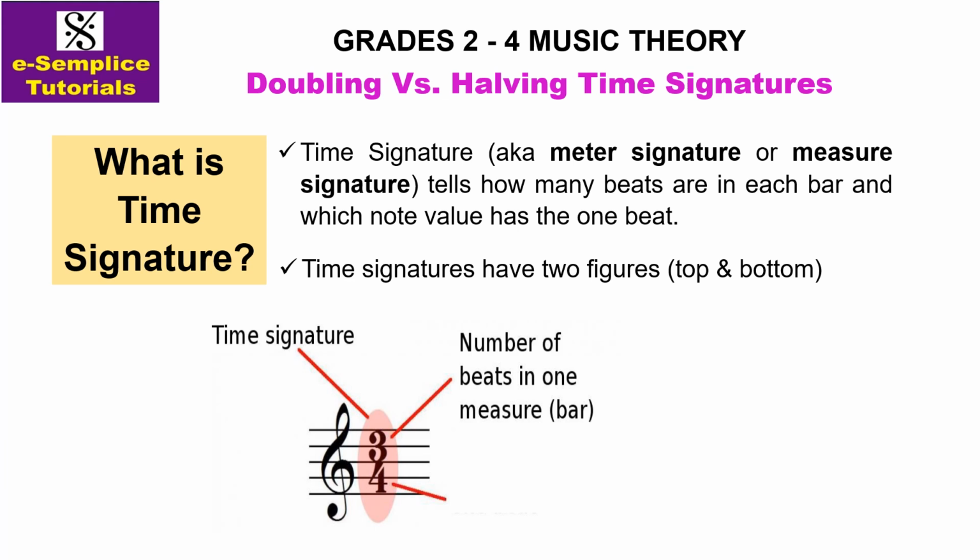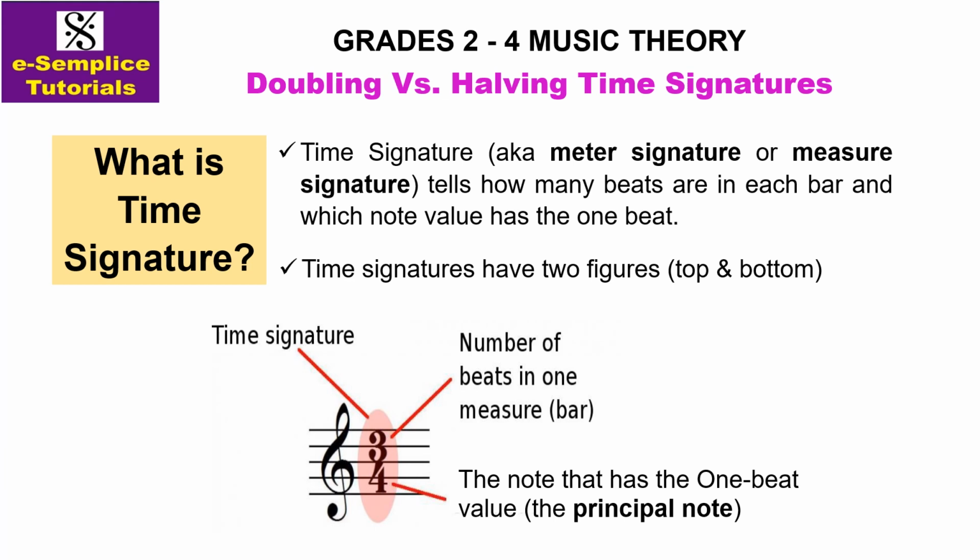The 3 on top, the top number, is the number of beats in one bar, while the bottom figure 4 signifies the note that has the one beat value, that is the principal note.